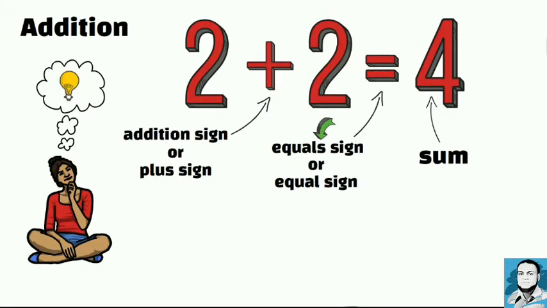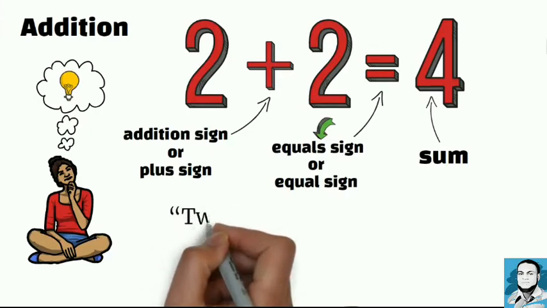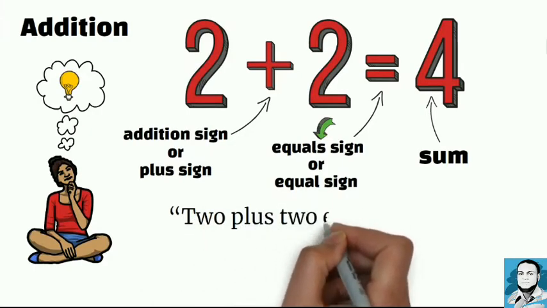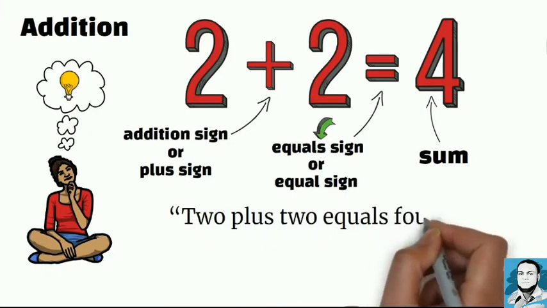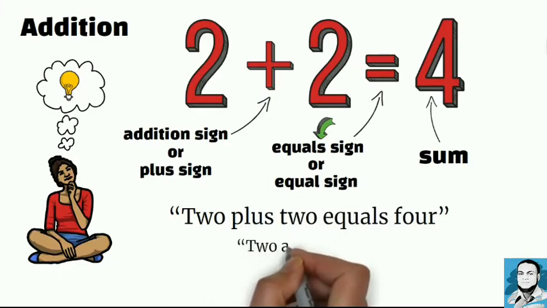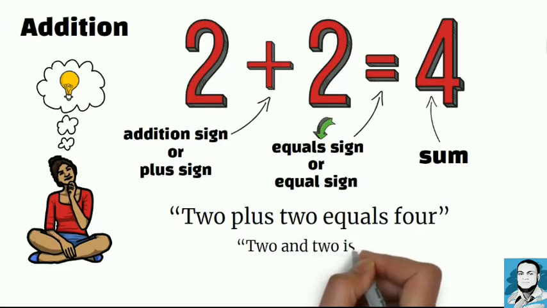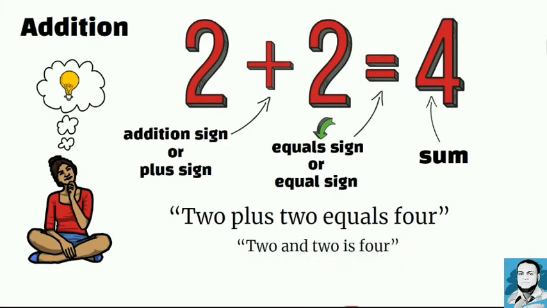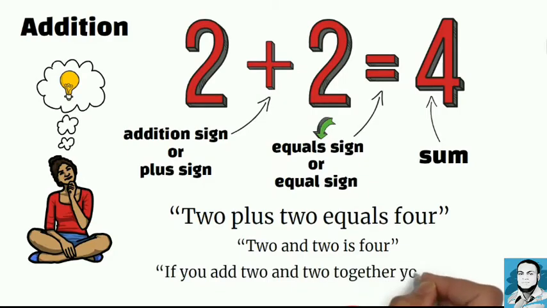We read the whole equation like this. 2 plus 2 equals 4. Or you could say 2 and 2 is 4. Or if you want to explain this to someone, then you could say, if you add 2 and 2 together, you get 4.